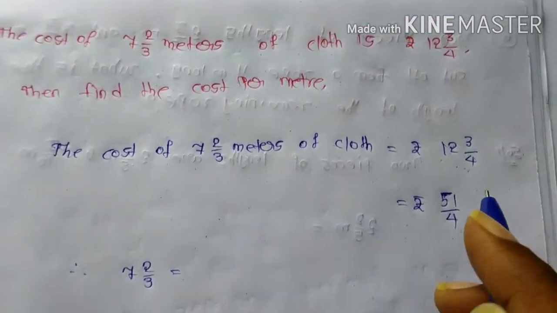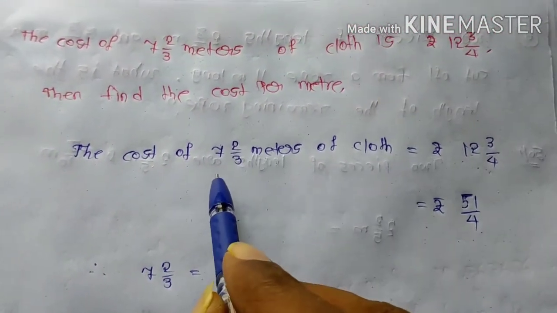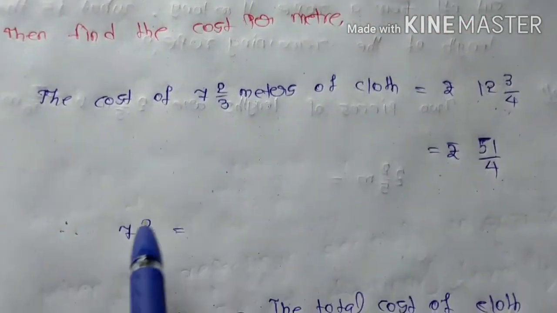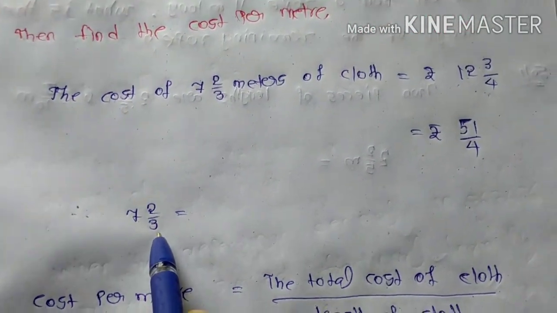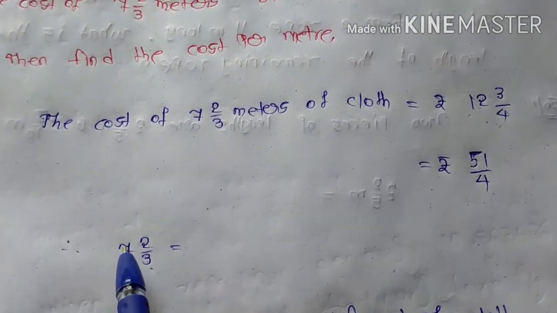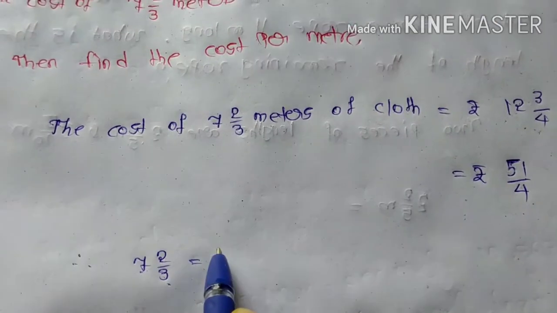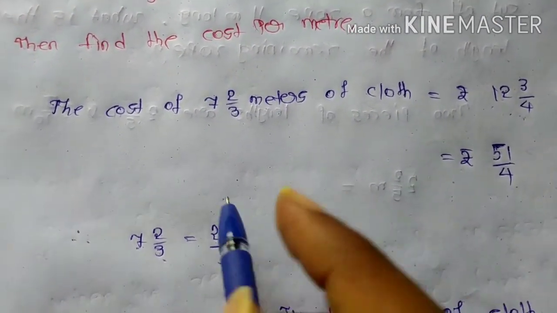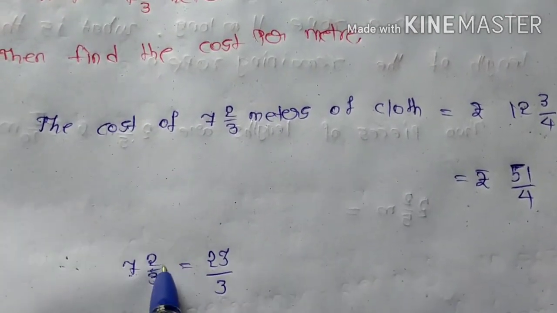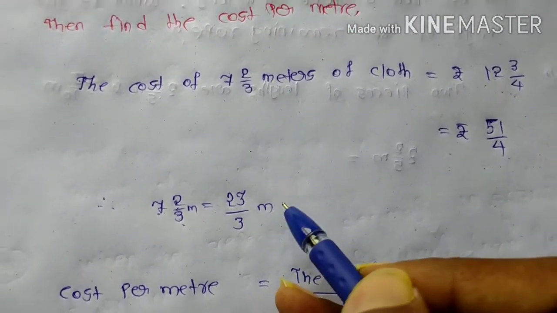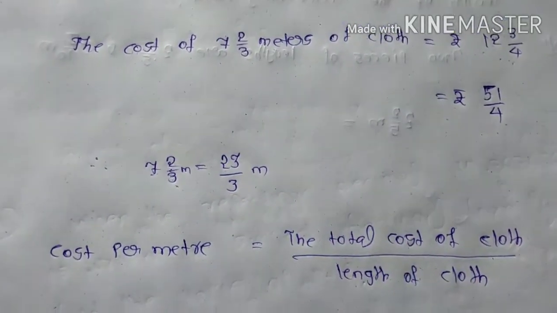51 by 4. See, already, what is the length of the cloth? The length of the cloth is 7 2 by 3 meters. That means can I write 7 2 by 3 also as an improper fraction or not? Yes. 7 threes are how much? 21. 21 plus 2 how much? 23 by 3 meters. Is it okay? This 7 2 by 3 meters is equal to 23 by 3 meters.